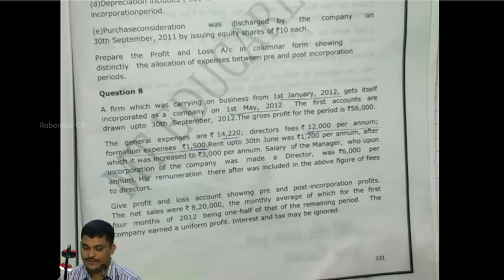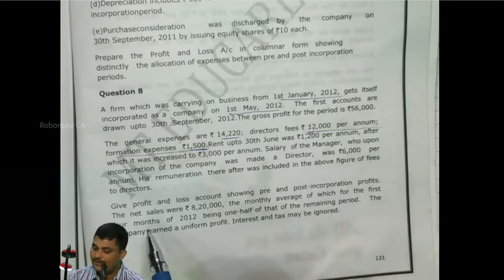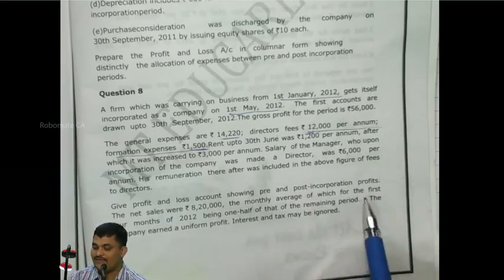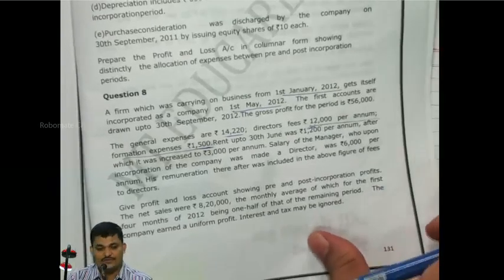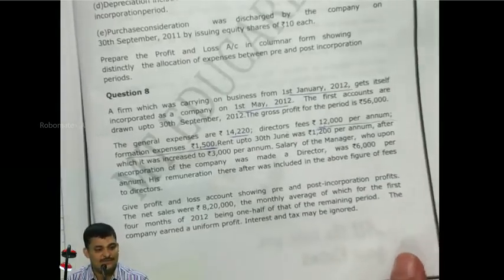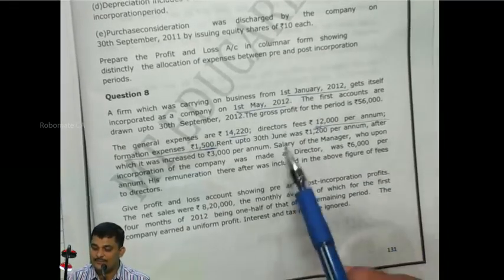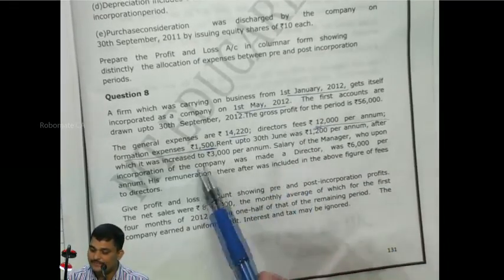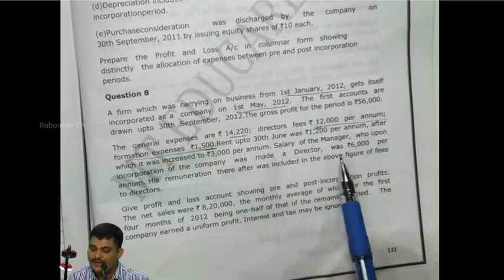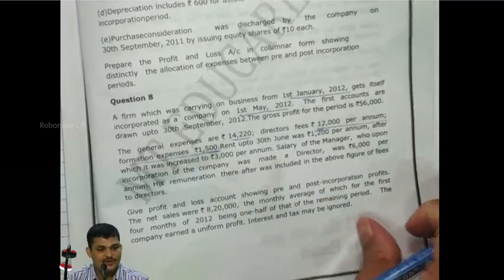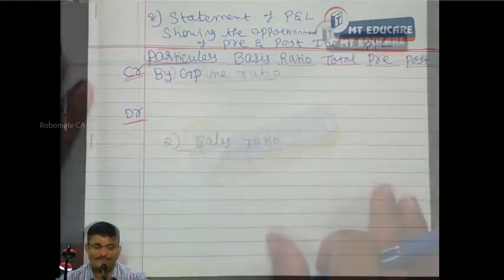Understood? They have given the profit and loss account and information for you to find out the sales ratio. That's all. Simple things only. So what we are going to compute separately are director's fees, rent, salary to manager. Understood? Let us compute one by one.